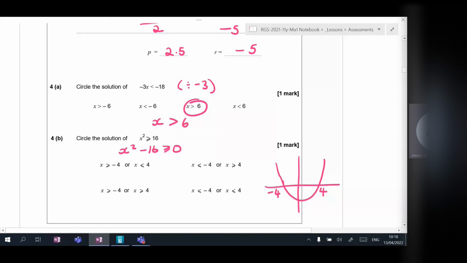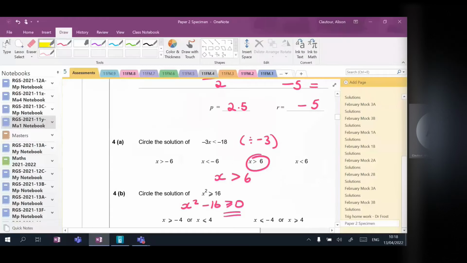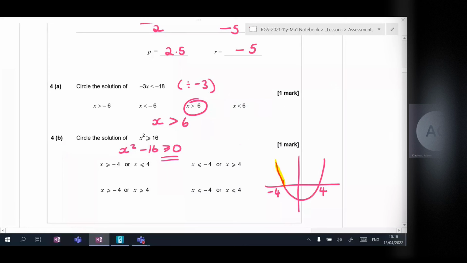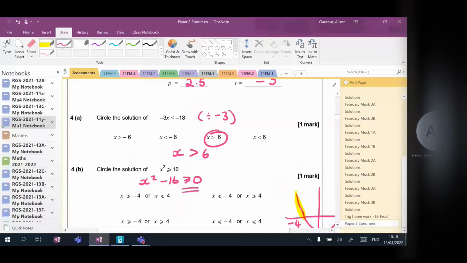Okay, and then we're looking for the part of the graph, because we want it where it's bigger than or equal to 0, we're looking at everything above the x-axis. So we're looking at these parts of the graph here. So this part and this part. Okay, that's the part of the graph that we're interested in.